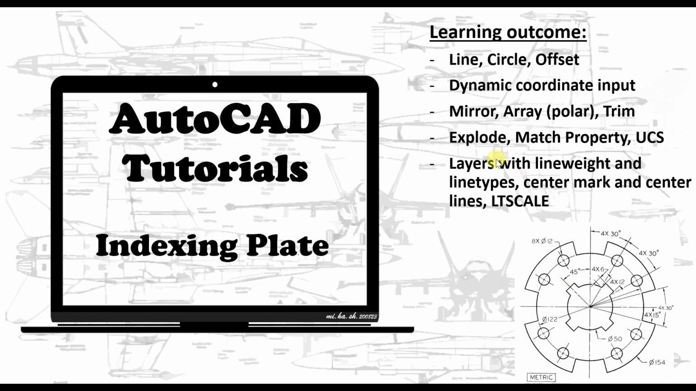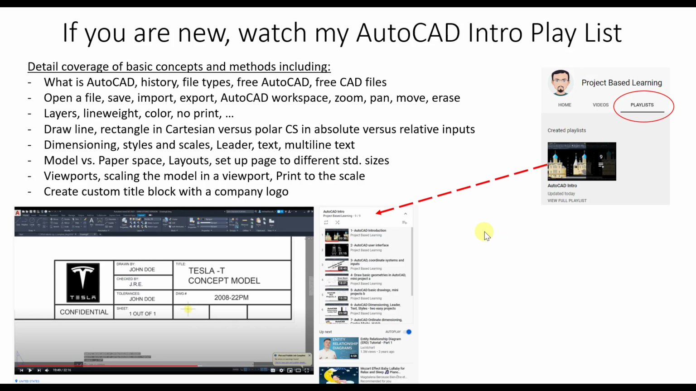In this video, we're going to cover a few commands that we have covered in the past, and some of them might be new. Line, circle, offset, we have covered this in the past. Dynamic coordinate input, we have covered in the past. Mirror, array, trim. Explode will be a new command we'll use today. Match property, also we're going to use that in AutoCAD. And also layers and how to use LTSCALE to scale different line types, in this case center lines.